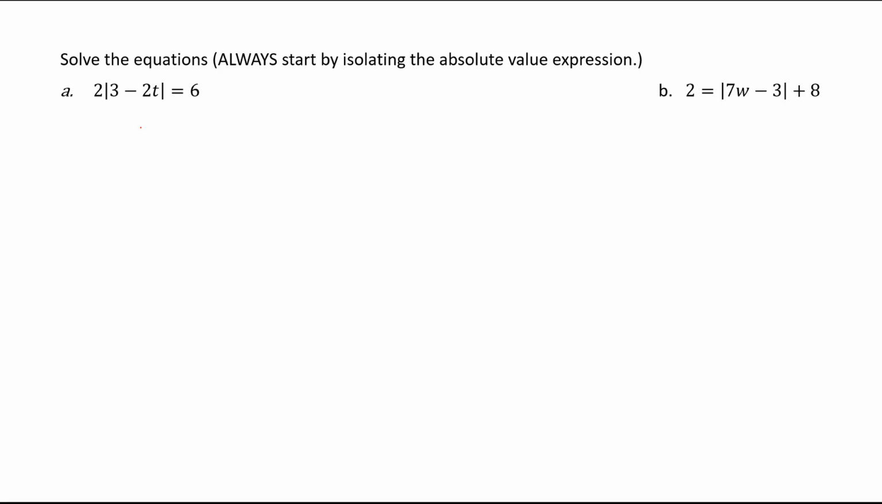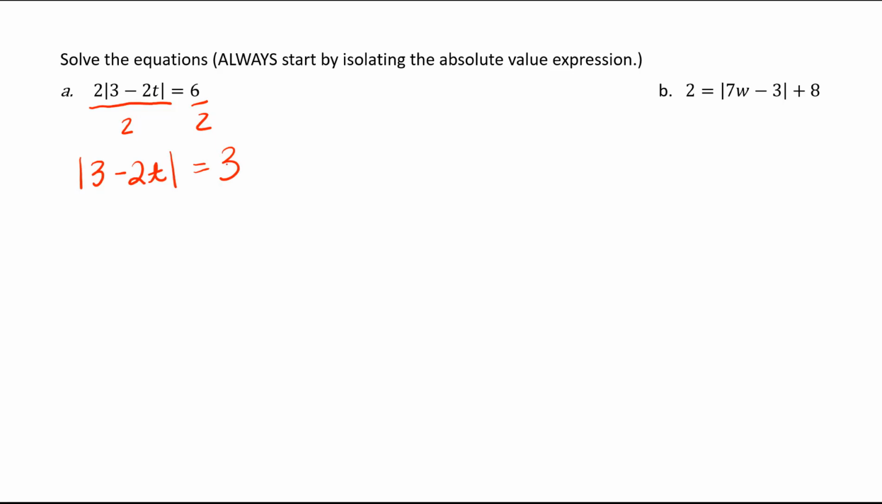Okay, solve the equations. Always start by isolating the absolute value expression. Okay, so in this first problem, we've got 2 times the absolute value of the quantity 3 minus 2t equals 6. The first thing you have to do before you try to do anything here is isolate the absolute value, get it completely by itself. So you're going to divide both sides of the equation by 2. The absolute value of 3 minus 2t equals 3.